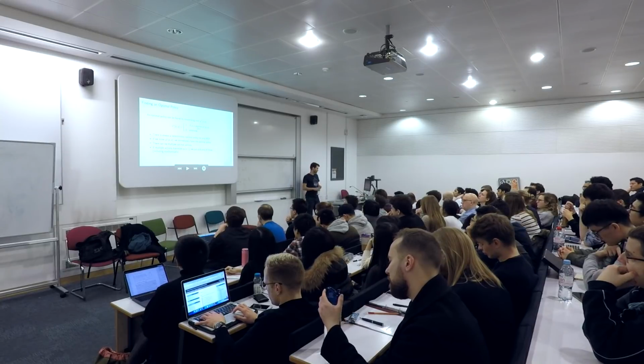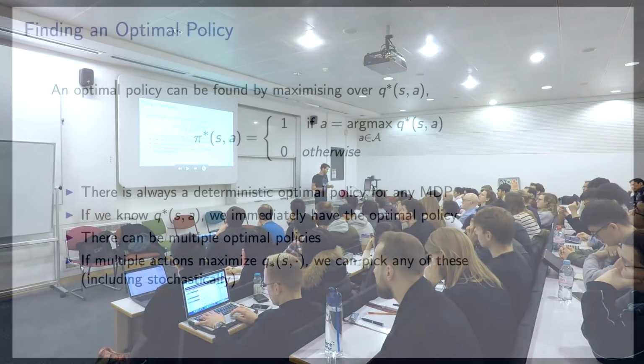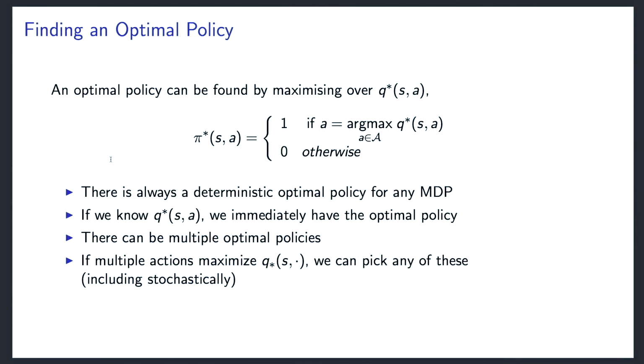So how do we find such an optimal policy then? I already mentioned this. You can just maximize the optimal state action value function, if you have that. The hard part then becomes finding that. There is always a deterministic optimal policy. And this is the case because if there are multiple actions that maximize, you can pick arbitrarily. You could pick randomly amongst the optimal actions, or you could just pick one, say the first. But if you pick the first, this will become a deterministic policy.